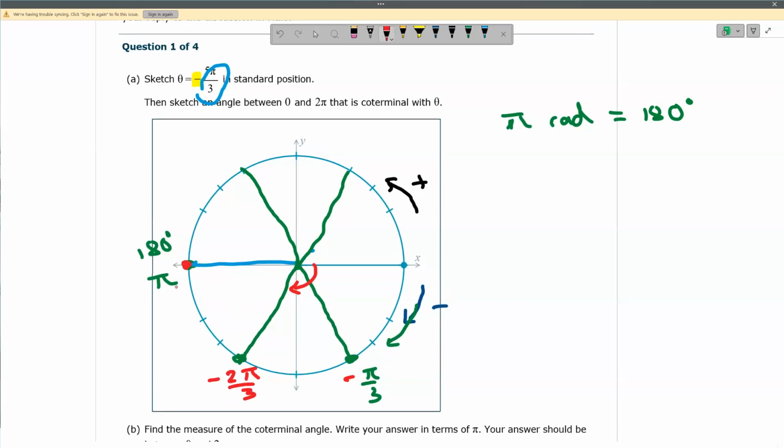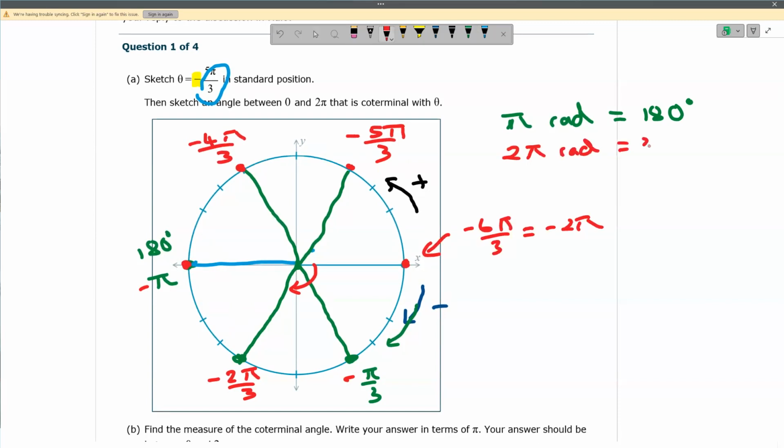Over here is negative 3 pi over 3, or negative pi. Then you go here, it'll be negative 4 pi over 3, and then here is negative 5 pi over 3. If you come back to here, that is negative 6 pi over 3, and that's the same as negative 2 pi. So that's 1 revolution. Negative 2 pi is 360 degrees. So 2 pi radians is the same as the 360 degrees that we're familiar with.